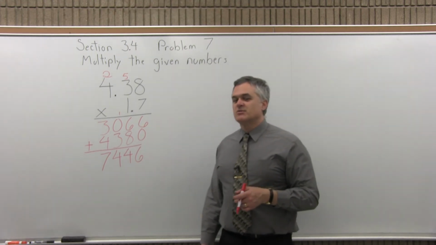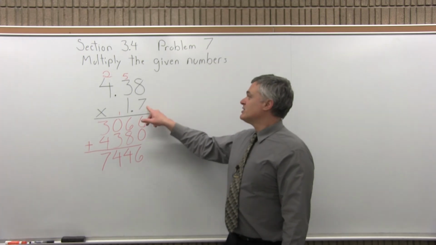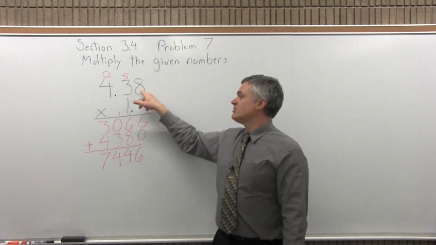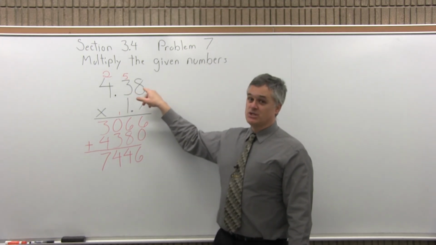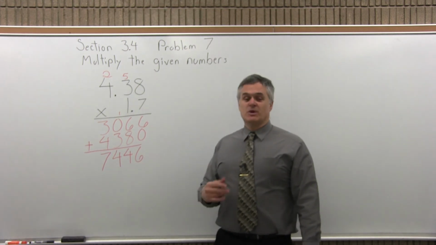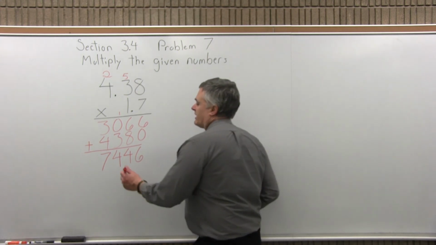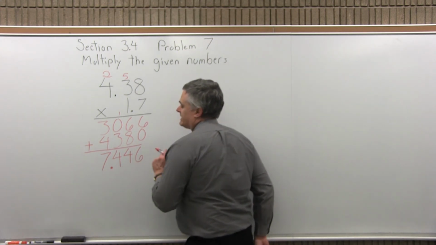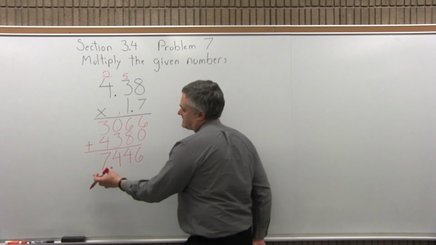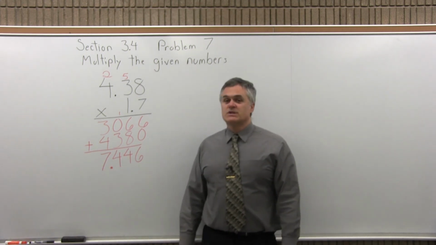That's really not the answer because I have to put the decimal in. So at this point, go back to your question, count the total number of digits after the decimal in your question. There's 3 digits total after the decimal in the question. So now in the answer, you must have the same number of digits after the decimal, 3. So to have 3 digits after the decimal, I'll put the decimal right after the 7. So my answer is 7.446.